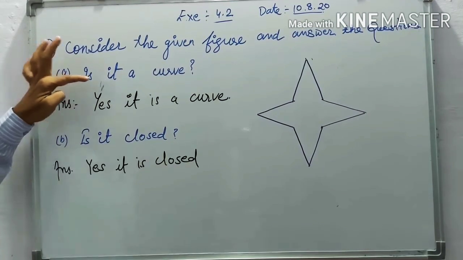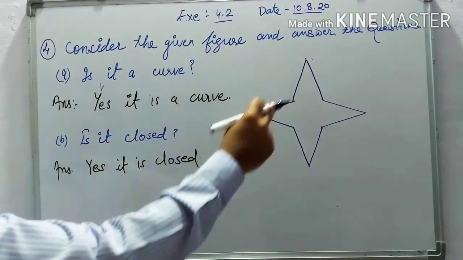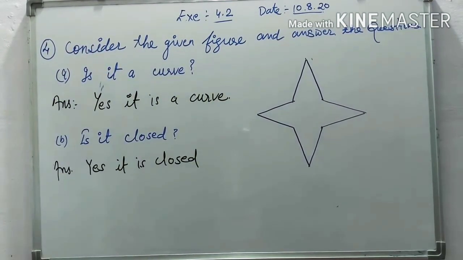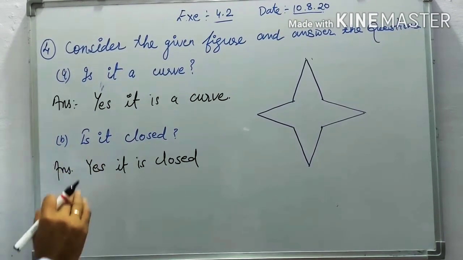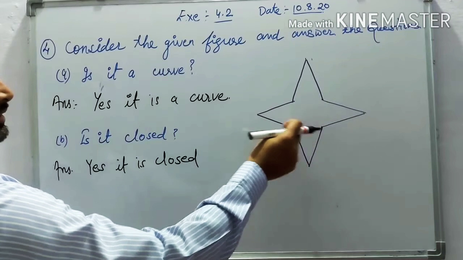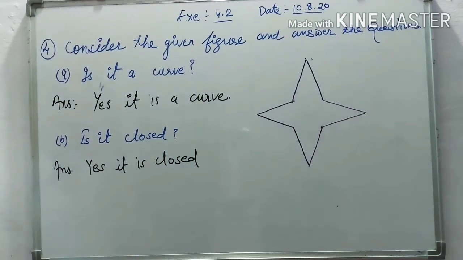Consider the given figure and answer the questions. The first question is, is it a curve? It is a curve because it is drawn with a pencil. Then, is it closed? Yes, it is closed, because the last point and the starting point are joined, not open.